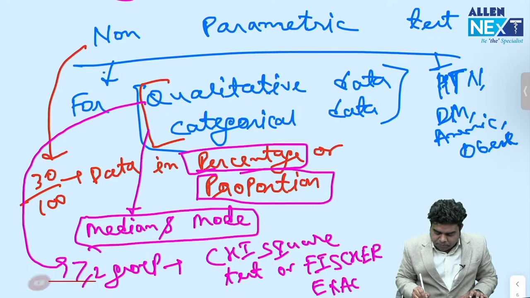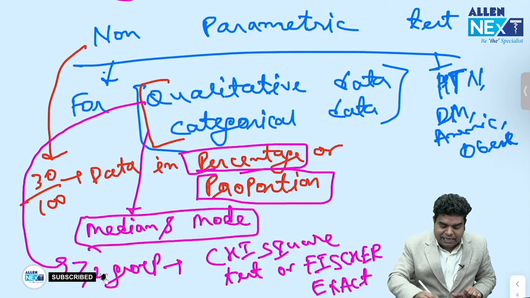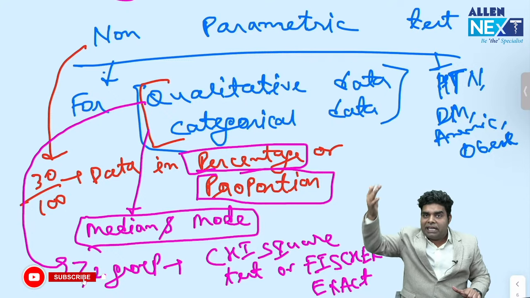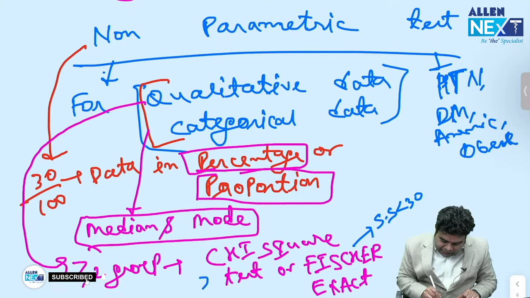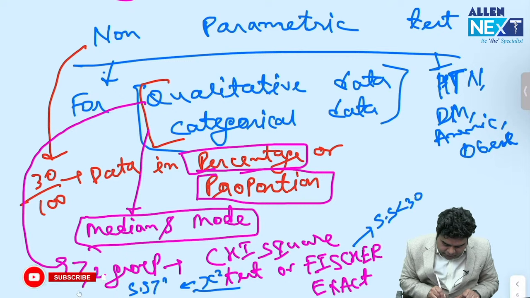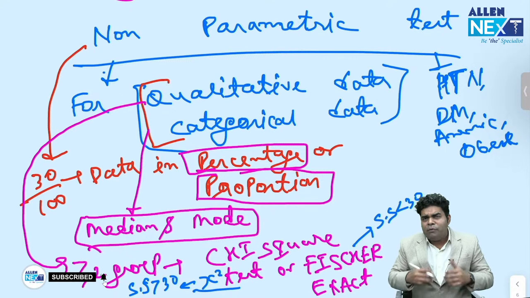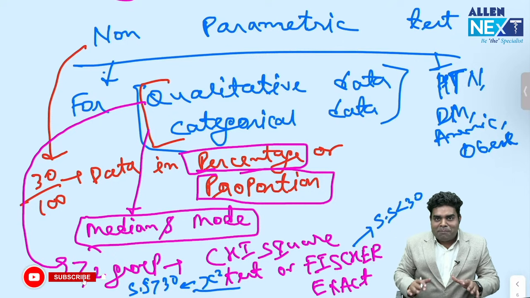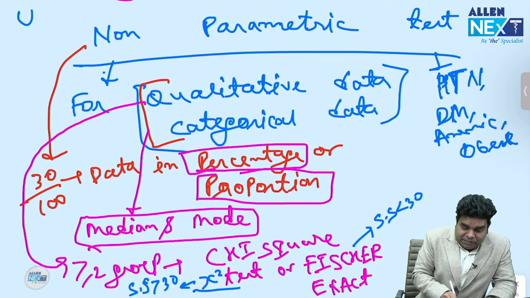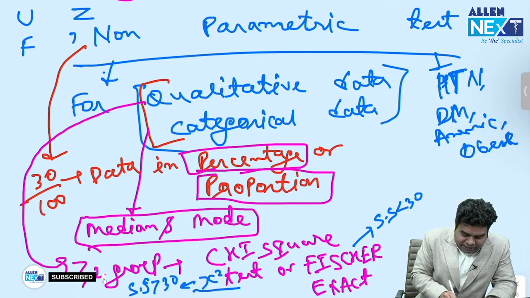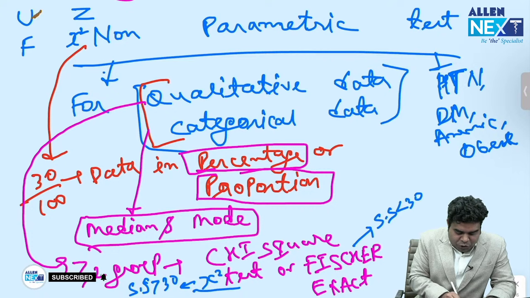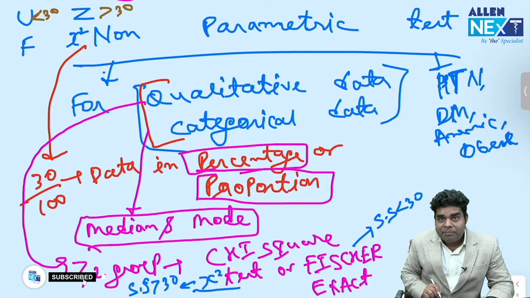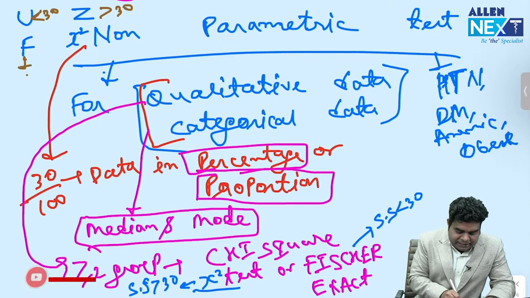And my dear friend, just like unpaired t is for sample size less than 30, Z for sample size more than 30, Fisher exact test is for sample size less than 30, and chi-square is for sample size more than 30. Okay, so how will you remember this thing? Because it can get confusing. So to remember it, I used to think like that. Unpaired, Z. Fisher exact test, chi-square, I used to write as X square. So alphabetically, U comes before Z. So U is for less than 30, Z is for more than 30. Alphabetically, F comes before X. So Fisher exact test for less than 30 and chi-square for more than 30.